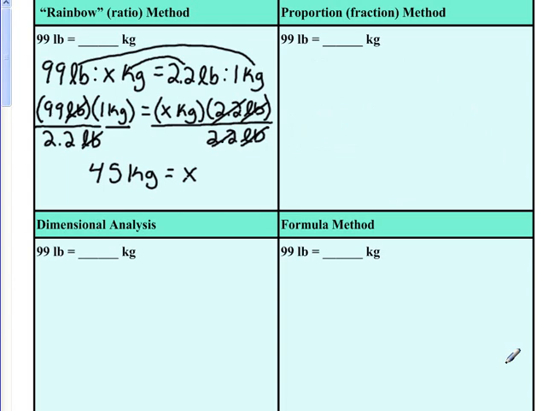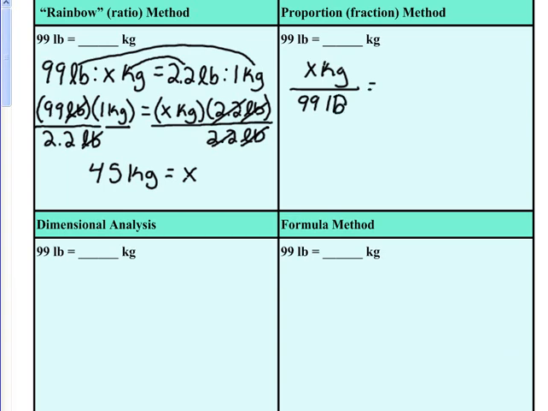Now let's use the proportion method or the fraction method to solve the same conversion problem. We're going to convert 99 pounds to an unknown number of kilograms. To do this, I need to set a relationship in the form of a fraction between 99 pounds and our unknown number of kilograms. I'm going to put x kilograms in the numerator of our fraction with 99 pounds directly underneath it.